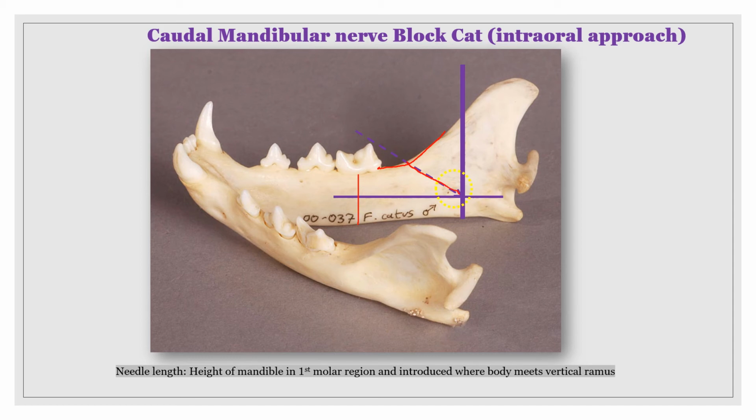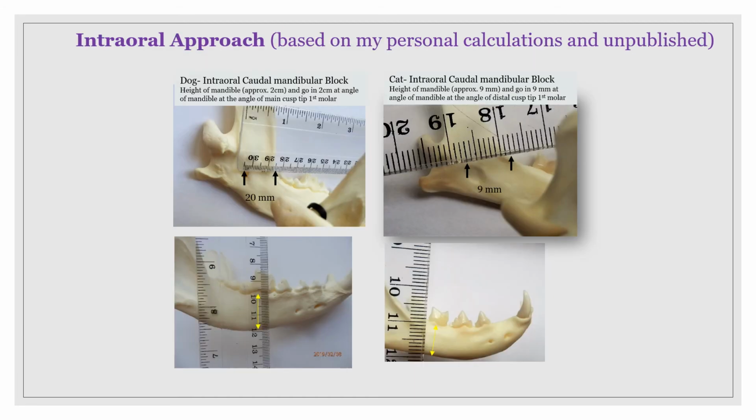So we bent the needle prior, and the needle hub would be hitting the main cusp of the distal cusp of the first molar tooth in the cat. These diagrams are just to show you that I've done some measurements on a number of skulls. So if you look at the intraoral approach for dogs, this is the full height of the mandible in the first molar region here. So that's the full height of the mandible here. That's how far the needle will go in.